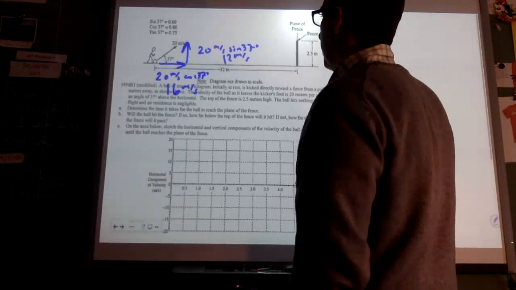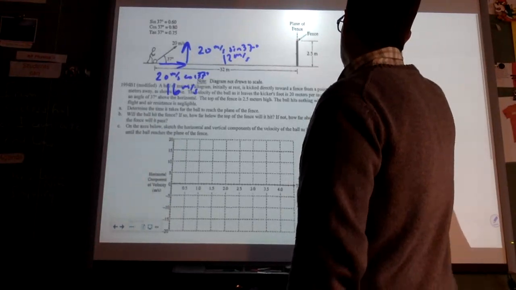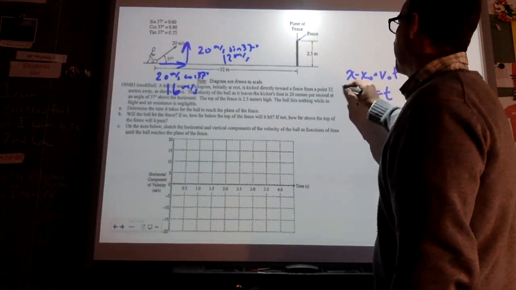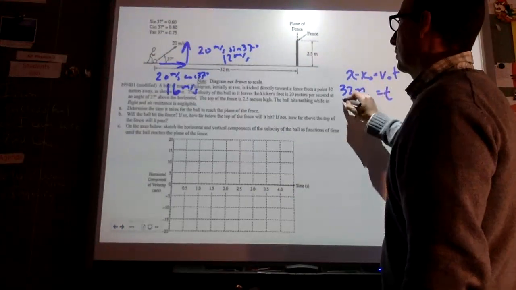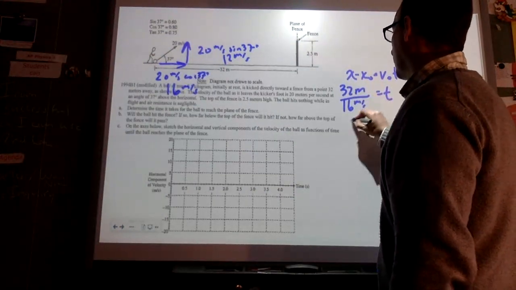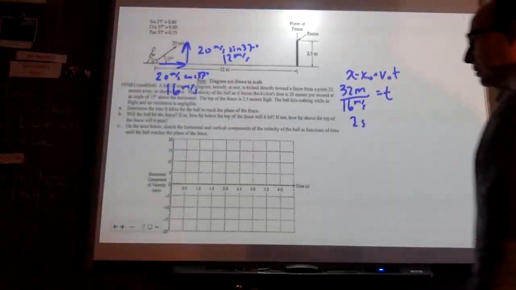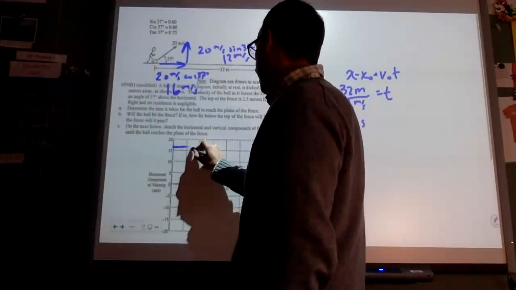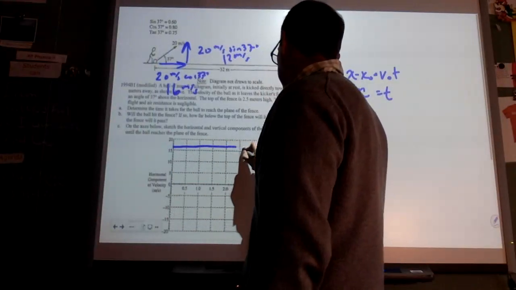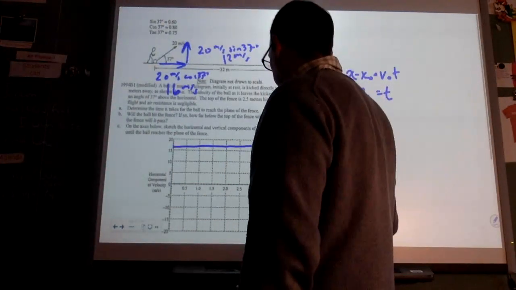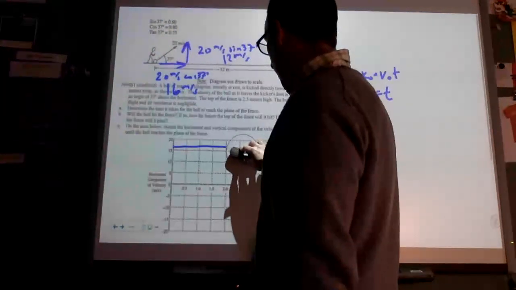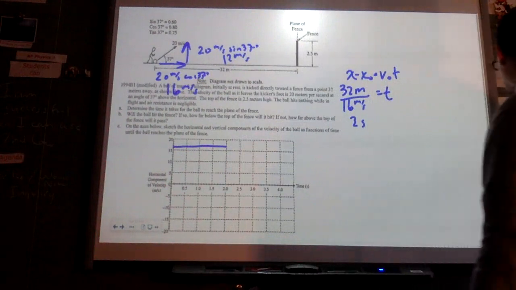The fence is 32 meters away. So to get to the fence, it's going to be 2 seconds. So I'm only going to graph till 2 seconds, and this is going to be a horizontal line at 16. And I'm going to race back to 2 seconds because I was covering it up so I couldn't see it.